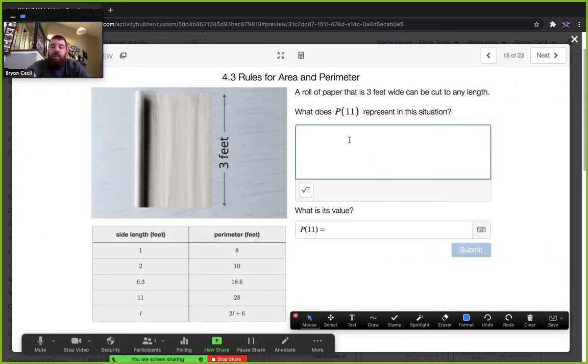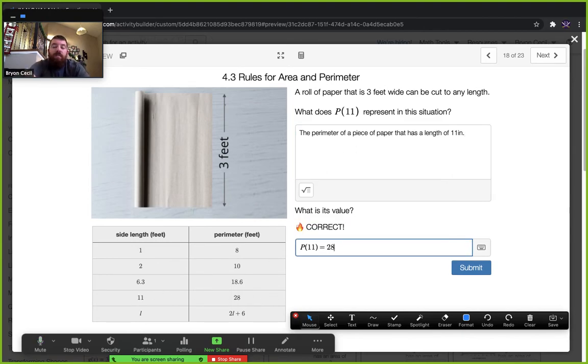All right, a roll of paper that is 3 feet wide can be cut to any length. What does P of 11 represent in this situation? And we're going to say that that is the perimeter of a piece of paper that has a length of 11 inches, because that's the input they're giving us. And what is its value? We come down here, and that's 28.